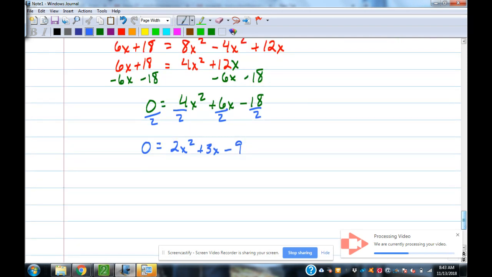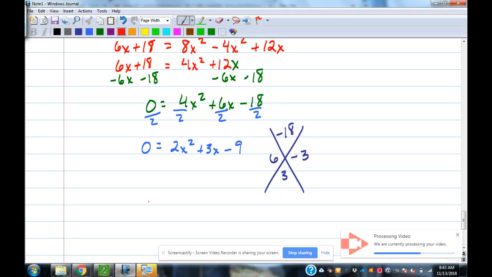Okay. What method do you want to use to solve that one? X method? Let's just try that. So what goes on the top? Negative 18, 3 on the bottom. Multiplies to be negative 18, adds to be positive 3. 6 and negative 3. Good job.